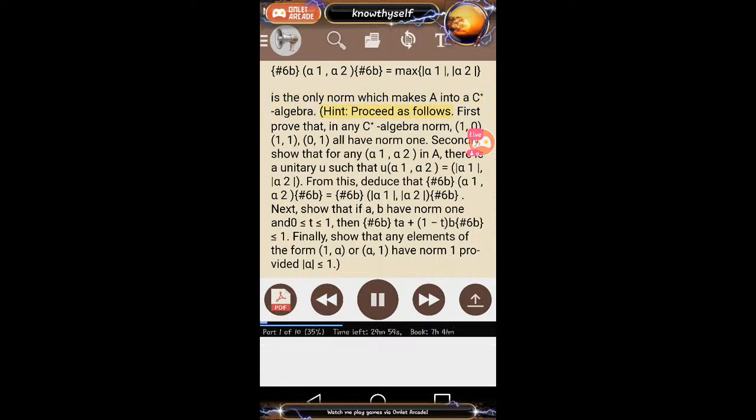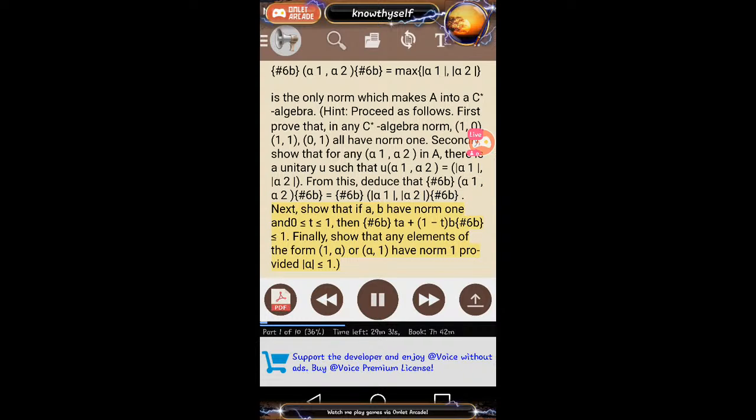Hint: proceed as follows. First, prove that, in any C*-algebra norm, (1, 0), (0, 1), and (1, 1) all have norm 1. Secondly, show that for any (alpha_1, alpha_2) in A, there is a unitary U such that U(alpha_1, alpha_2) = (|alpha_1|, |alpha_2|). From this, deduce that ||(alpha_1, alpha_2)|| = ||(|alpha_1|, |alpha_2|)||.